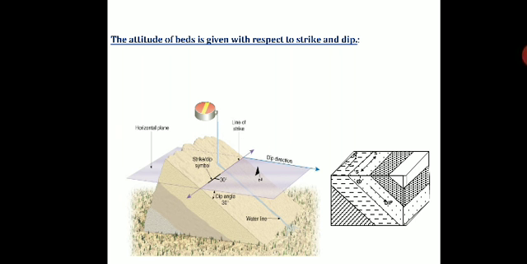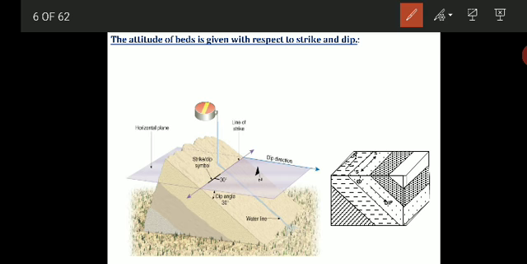So we will start with the dip and strike concept. So dip of a rock is the angle of inclination of a bed with respect to the horizontal plane. So dip and strike is also called as the attitude of beds. So here you can see the rocks are dipping, and this dip is defined as the angle of inclination of this bed with respect to the horizontal plane.